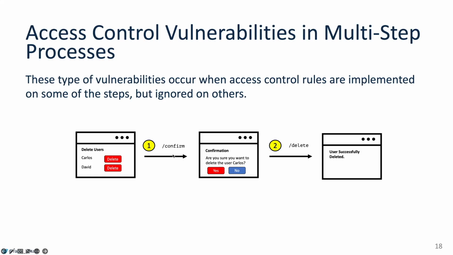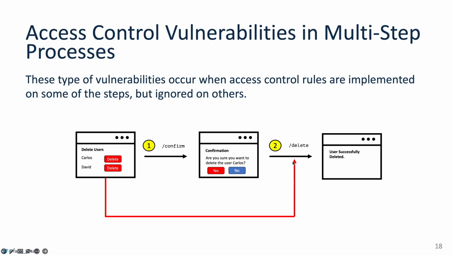And so what software developers do is they usually put all the access control rules on this endpoint over here. So one, they confirm that you have to be authenticated, and two, they confirm that you have to be an administrator user in order to be able to perform this action over here. And since you can't get to this action unless you've gone through this action, they don't put any access control rules on this endpoint over here and leave this endpoint vulnerable.